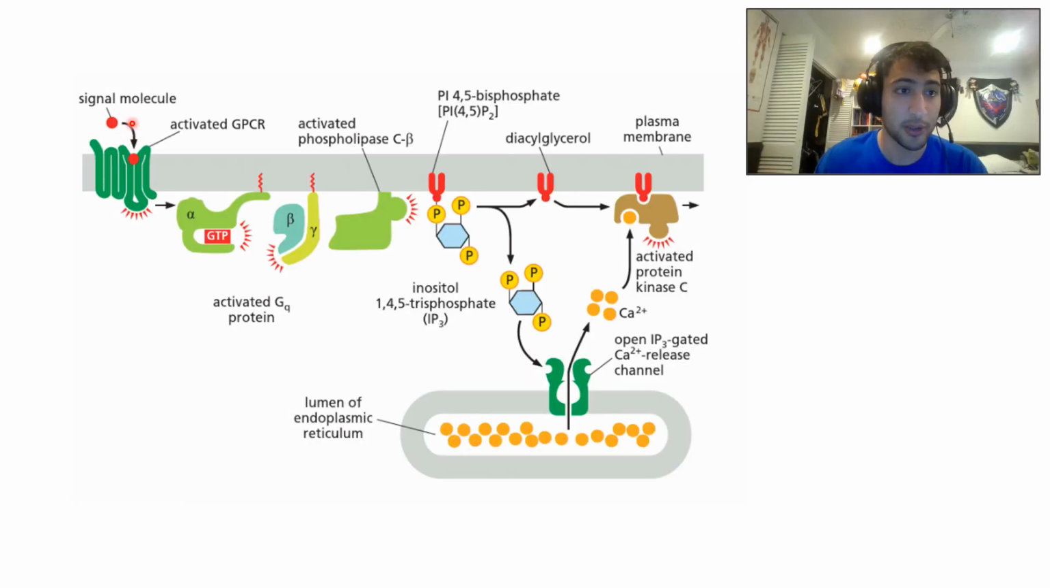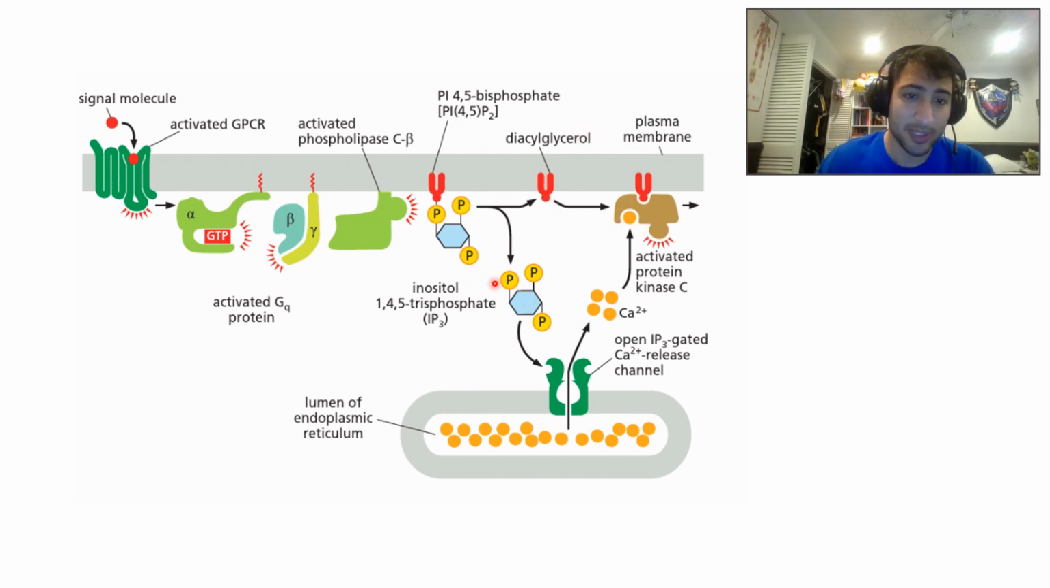So a signal molecule is going to bind to the G protein coupled receptor, and that's going to activate this G protein. As you might remember from last time, you have an alpha subunit and a beta gamma subunit. We're going to focus on the beta gamma subunit, and what it's going to activate is phospholipase C. Phospholipase C is going to cleave PIP2 into IP3, inositol trisphosphate, and diacylglycerol, DAG.